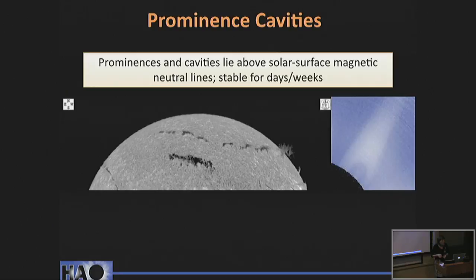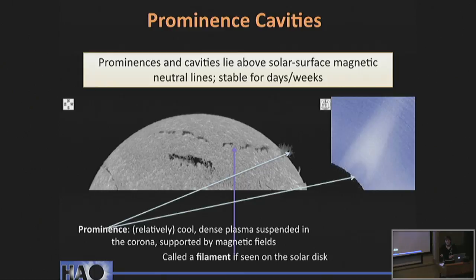Prominences and the cavities that surround them are relatively cool. So the prominences themselves are about 10,000 degrees. And dense, they're about 100 times denser than the surrounding corona, plasma that's suspended in the coronal atmosphere. And we know that the force that suspends them there and that keeps them is the magnetic field. The prominence is seen here in H alpha. When it's on the disk, we call it a filament. And at the limb, we call it a prominence.